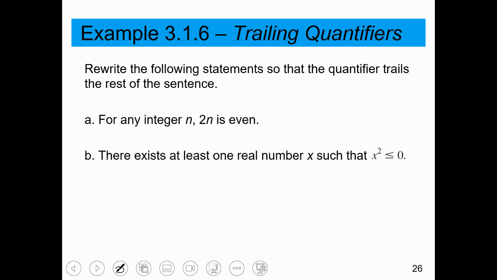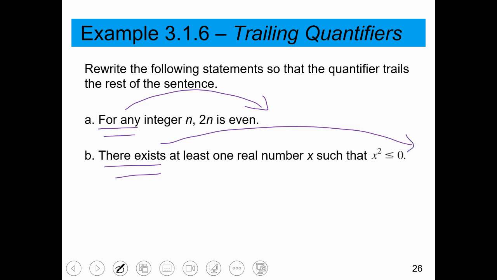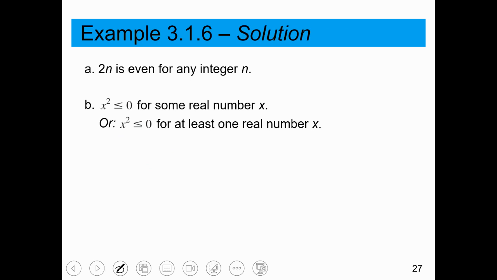Rewrite the following statements so that the quantifier trails the rest of the sentence. So they're just wanting you to say this in a different way, where the for any appears after the rest of the sentence, and there exists appears after as well. I don't want to take a whole lot of time on this, but these are just alternate ways of saying, for any integer n, 2n is even, can also be said like this: 2n is even for any integer n.